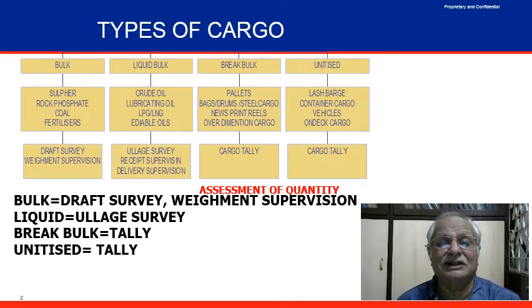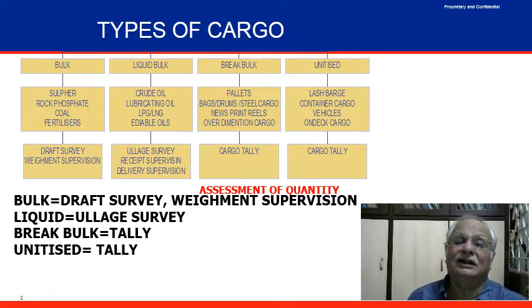Now the method of assessment of cargo loaded or unloaded from the vessel is by displacement survey, also known as a draft survey of the vessel. It is carried out at the load port and also at the unloading port. It is a function of two surveys at each place: before loading and after loading at the load port, and before unloading and after unloading at the unloading port.